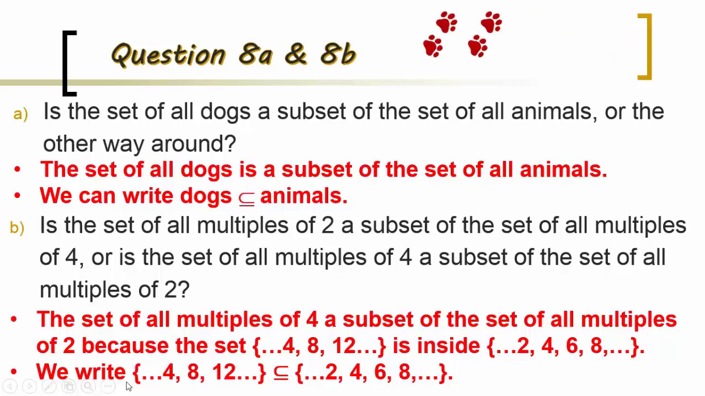So we can write that the multiples of 4, and we're just writing it as a set, is a subset of the multiples of 2.